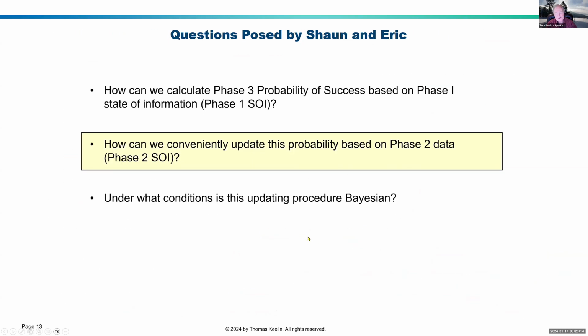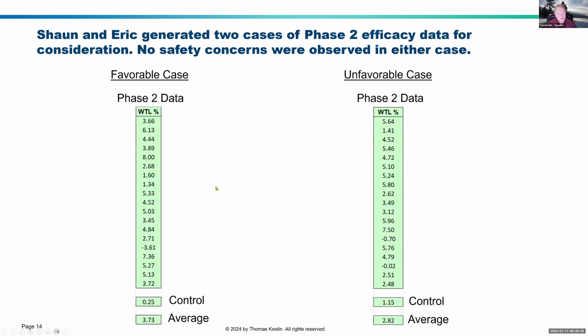So now I've shown how to calculate a probability of success for phase 3 based on the phase 1 state of information. The question is, how can we conveniently update this probability distribution based on phase 2 data now? And Eric and Sean, and particularly Sean, went to work on his computer, generated some phase 2 data.